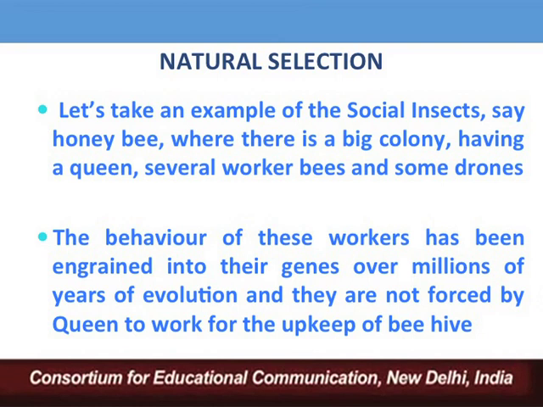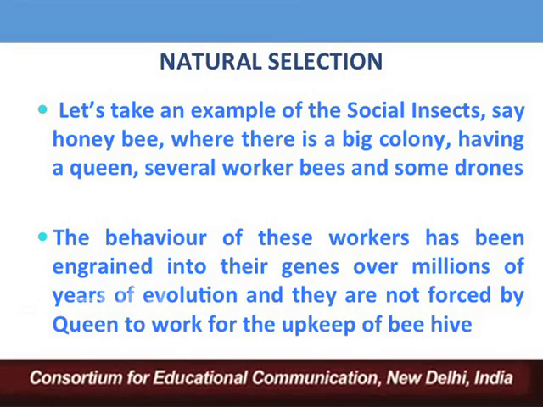Some are soldiers, some are drones. So let's take an example of honeybee, which is a very important social insect which we all know about. We all have seen hives of honeybees sometime or other, and we all know what the colony structure of honeybee consists of. So there is a queen bee, which is basically tasked with production of young ones, and there are a number of worker bees which are tasked with raising the young ones and upkeep of the hive.